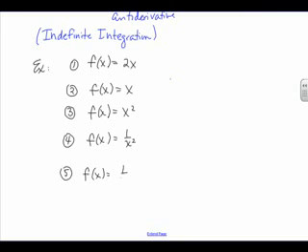f of x equals 1 over x cubed, and f of x equals cosine x.